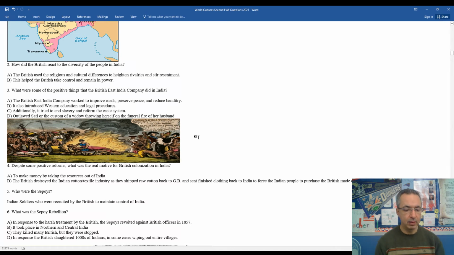Five, who were the sepoys? They were Indian soldiers. That's just a name. The sepoys are just the Indian name for a soldier. They were recruited by the British to maintain control in India, a recruited force to serve the British.